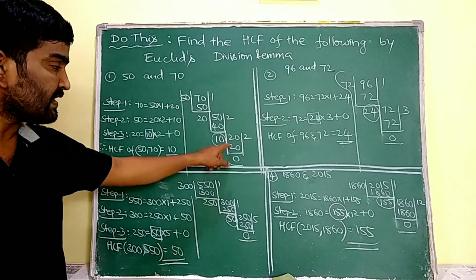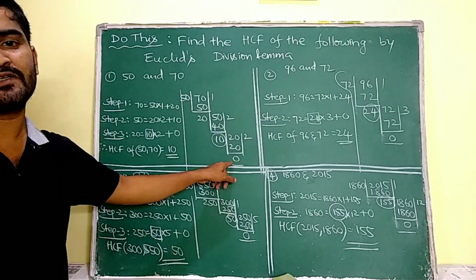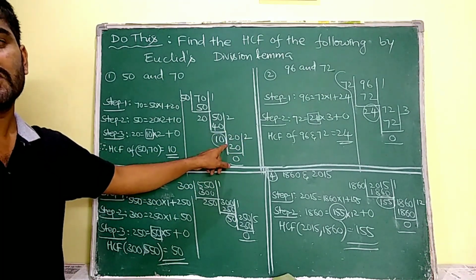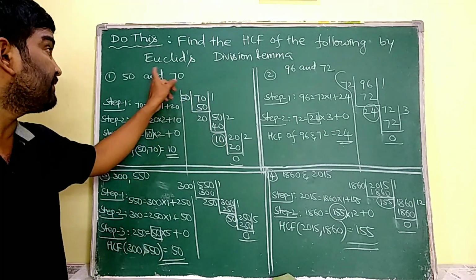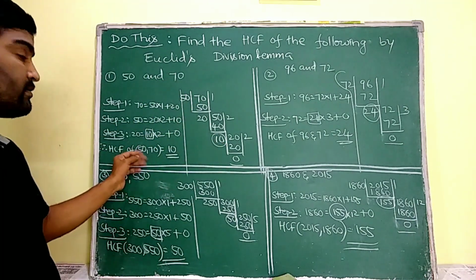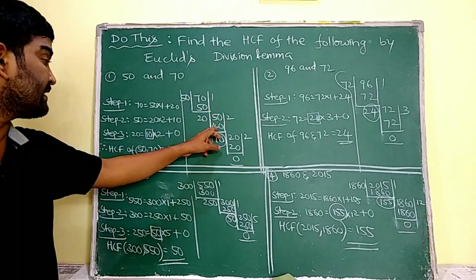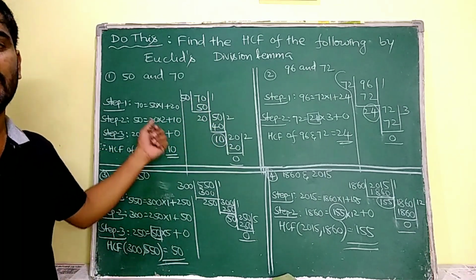So in this division I obtain the remainder as 0. So here the divisor is 10. So this 10 is known as HCF of this 50 and 70. That I have to write step by step. Here I am having 3 divisions. So 3 steps we have to write.